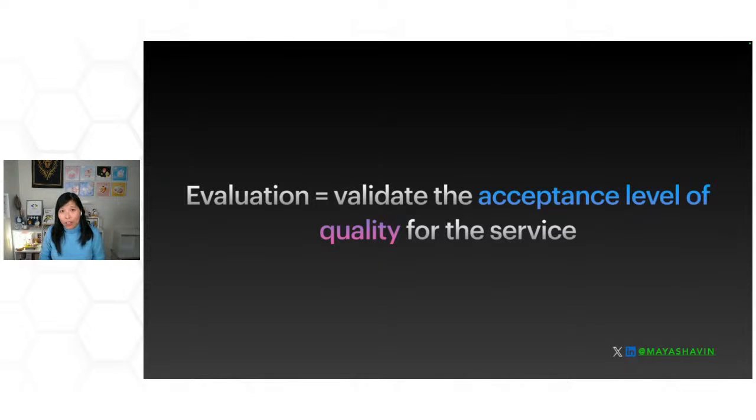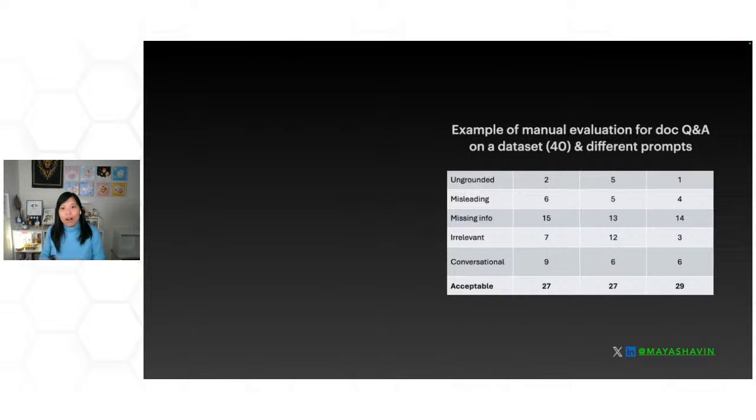Now here come other questions. This is an example of a manual evaluation for document Q&A on a data set of 40 items with different prompt combinations. It can also be combined with different search methods. Here in the columns, you have 3 columns for 3 different prompt combinations. For each test, you can see how many are ungrounded, misleading, missing info, irrelevant, and conversational. And finally, what is the number of acceptable answers based on these criteria?